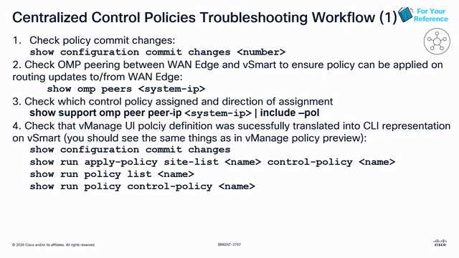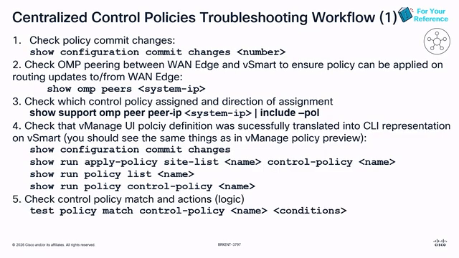Like show run apply policy will show you only the section about this particular site ID. Show run policy lists will show you only specific building blocks of the policy, like the lists, let's say site list or T-log list within your policy. Show running config policy control policy on vSmart will show you the actual policy of the name given here.